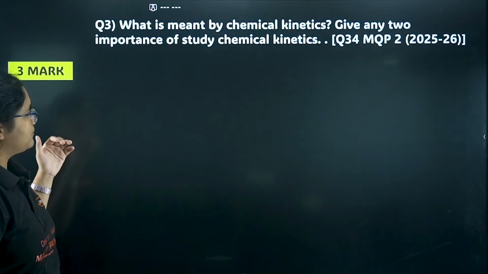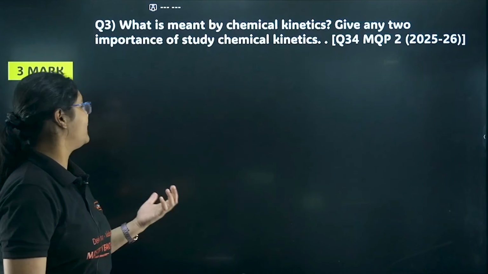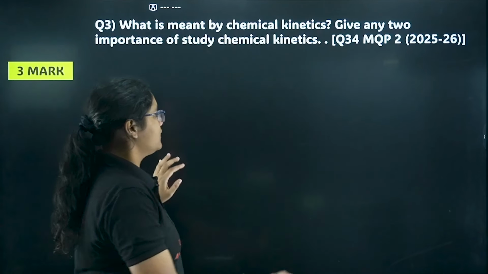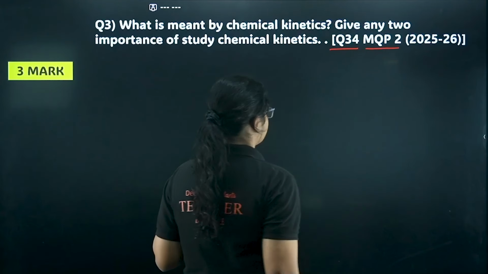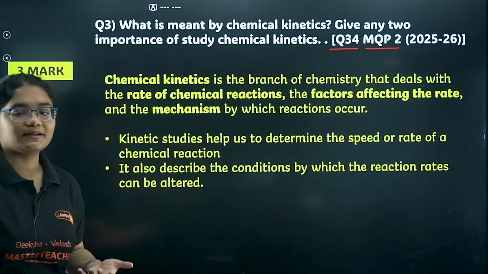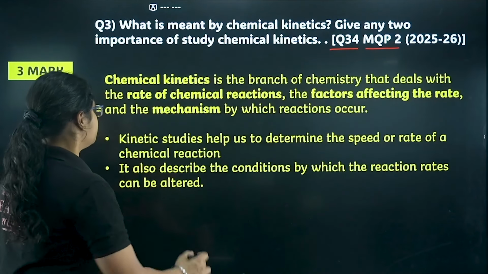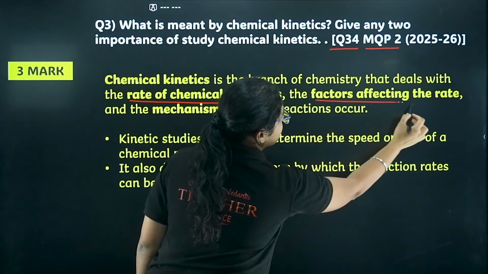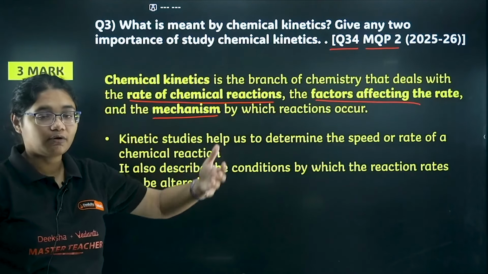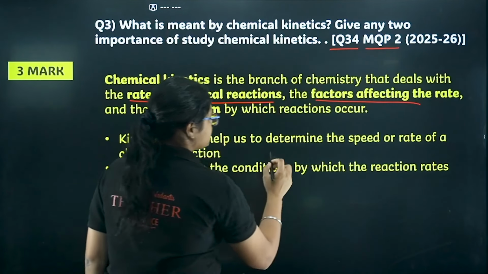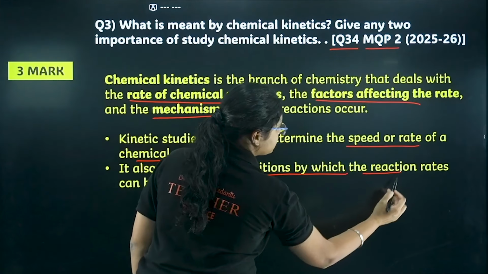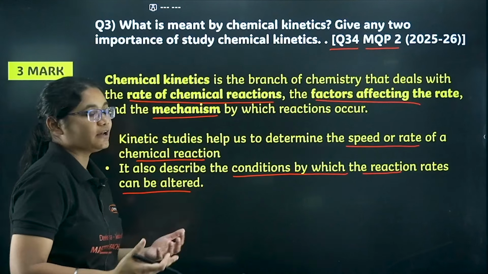Next, we'll move to question number 3 here. What is meant by chemical kinetics, and give any two importance of study of chemical kinetics. This is again question number 34 in model question paper 2. It is a 3-marker question. Chemical kinetics is a branch of chemistry which deals with the rate of a chemical reaction, factors affecting the rate and the mechanism. That is what chemical kinetics is. Now what information does it give us? It helps us to understand the speed or rate of a chemical reaction, and it also describes the conditions by which the rate of the reaction can be altered.